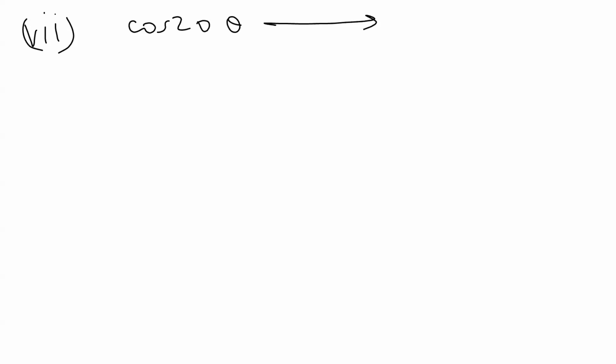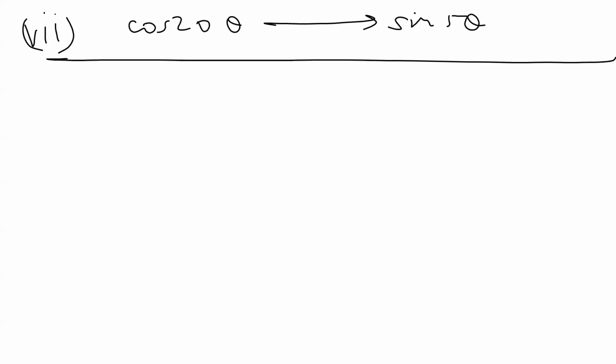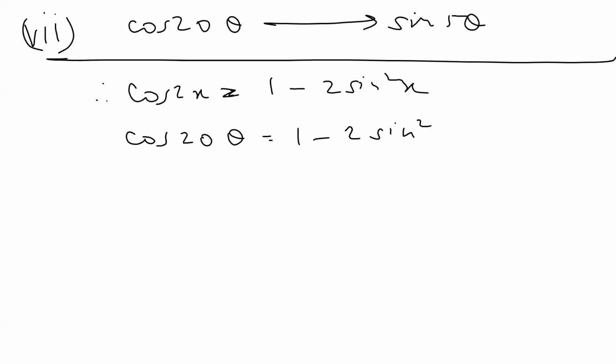Cos 20 theta in terms of sin theta. Now 20 cannot be directly converted to theta. First 20 will become 10 by half angle, and then 10 further will become 5. Okay. So now see, cos 2x is equal to 1 minus 2 sine square x. This is the formula. Okay. So cos 20 theta is 1 minus 2 sine square, the whole square.